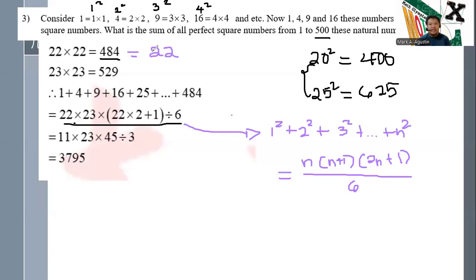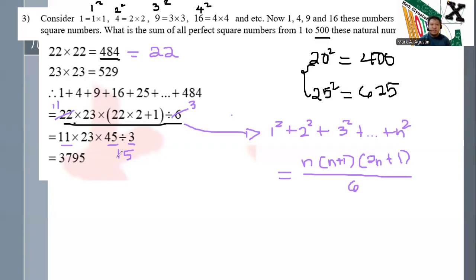As you can see, we are going until 22 squared, so your n is 22. So 22 times 23, since 22 plus 1 is 23, times 2n plus 1, so 2 times 22 plus 1 which is 45, divided by 6. To keep it simple, we cancel out the 2 with the 22, which is why it became 11. Then we can cancel out 45 with the 3 to make it 15, because if you cancel out 2, there will be a 3 left. So 11 times 23 times 45 divided by 3.